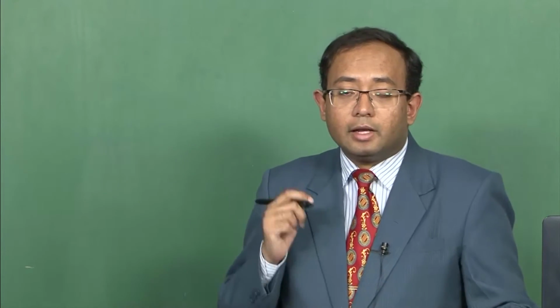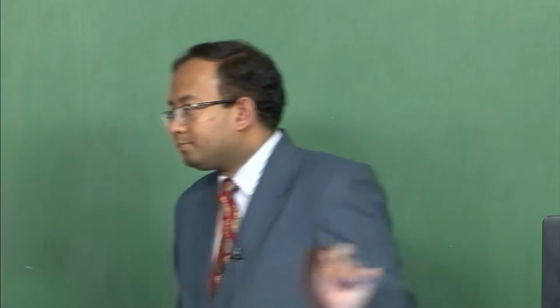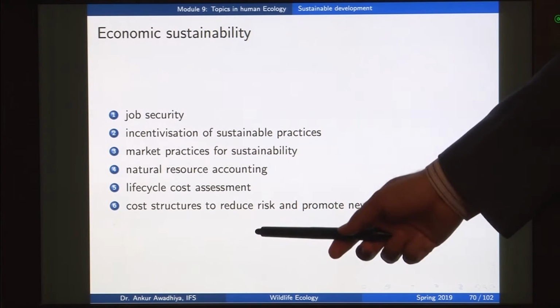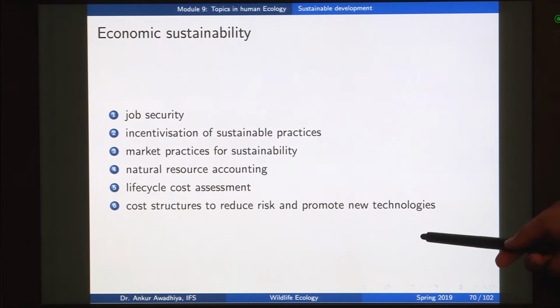Because once we do that, the polythene bag will become so expensive, and things like bioplastics will become so cheap, that the society will automatically shift from a polythene bag to a bioplastic bag. But that is only possible when you are able to put the life cycle cost assessment into the cost of different products. We also talk about cost structures to reduce the risk and promote the new technologies.